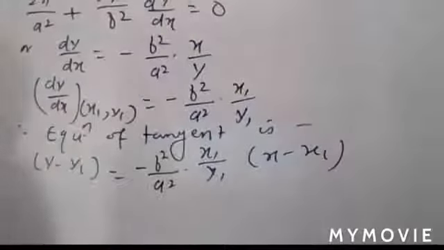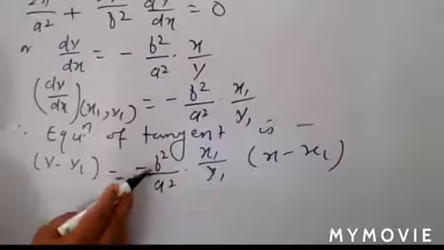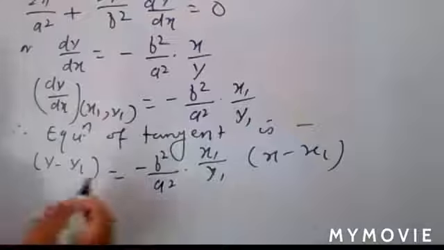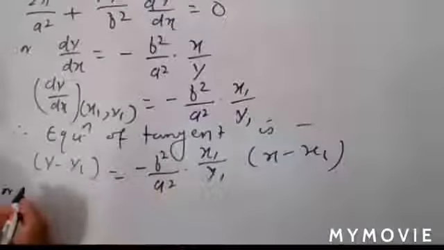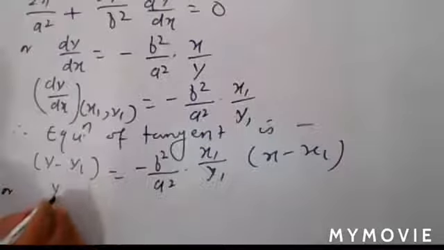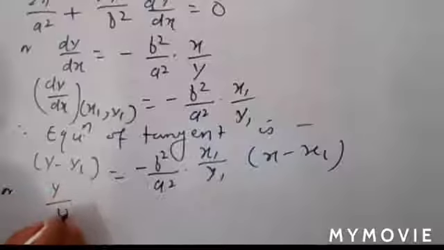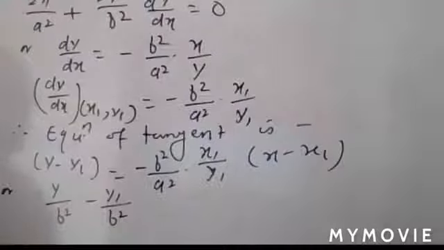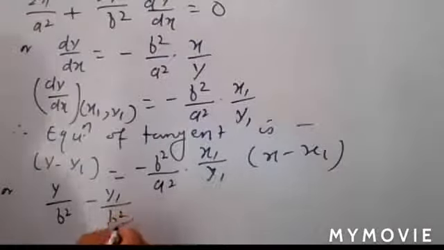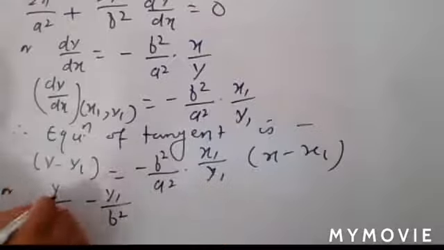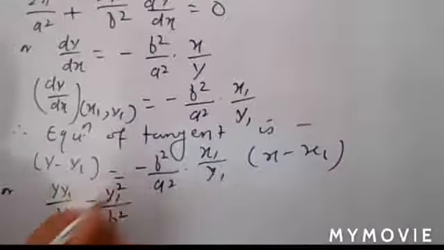Now just try simplifying it. So what you do here, you divide each term on the left side by b square and a square. If you're dividing here by b square and distributing it, you have y upon b square minus y1 upon b square. Understand? And you also have to multiply each term by y1. So you have y y1, and here you have y1 square.